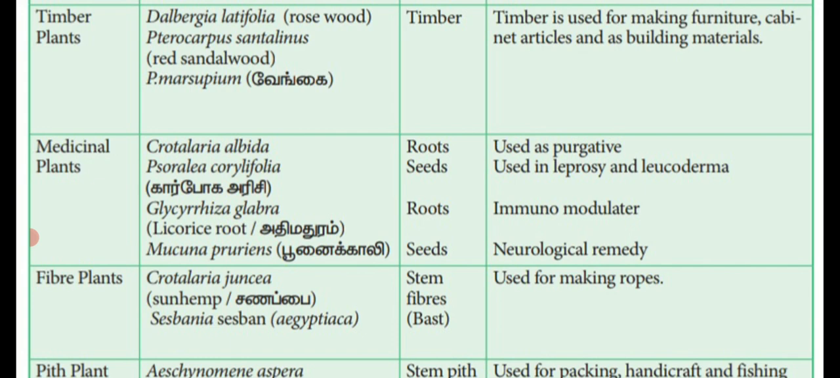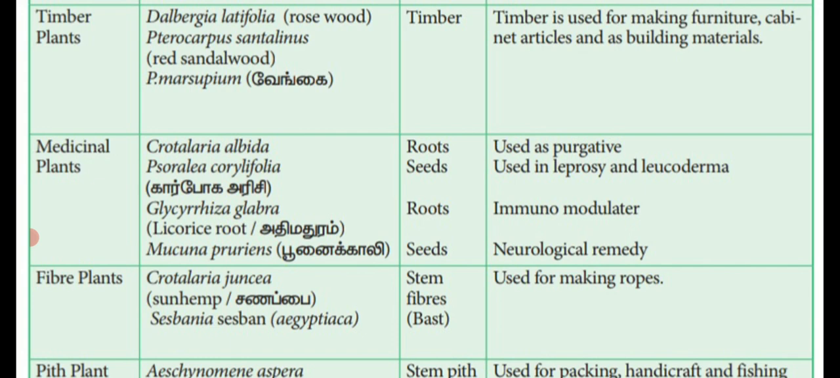Then this athimathuram, liquorice root, Glycyrrhiza glabra, increases immune power in our body, so it is an immunomodulator. Mucuna pruriens is used to prepare neurological remedies. That means neuro problems are cured by Mucuna pruriens. So medicinal plants and timber plants are important 2-mark and 3-mark questions.